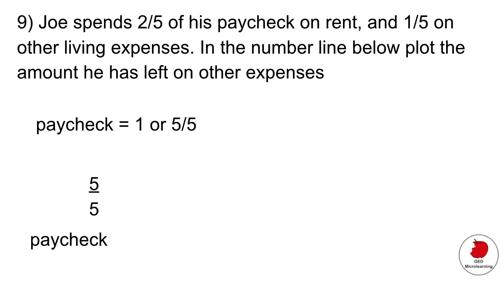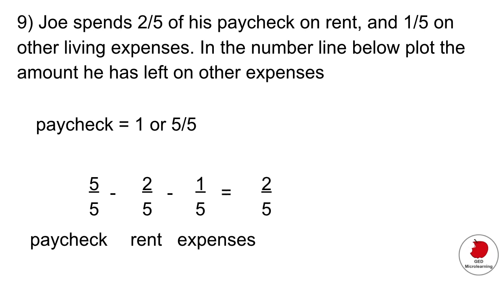Why are we choosing this 5/5? Well, because the question is telling us that he spends 2/5 of his paycheck on rent, 1/5 on other living expenses. In order to subtract these fractions, we want to make sure that the paycheck has the same denominator or bottom number. So we would say the paycheck is 1 or 5/5. We would subtract the rent, which is 2/5, and we would also subtract the other expenses. And that leaves us with 2/5 of his paycheck.